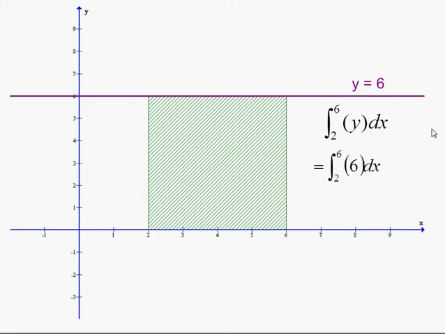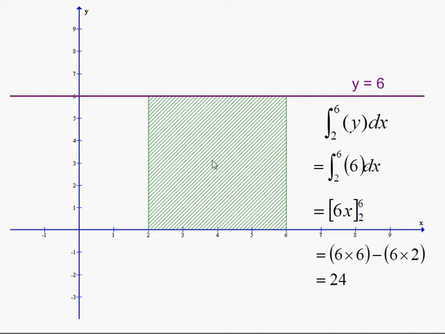Now, y equals 6, so I put that in. We take the antiderivative of 6. That's 6x, of course. Now I've still got 2 and 6, but I've integrated, so I don't have the integral sign anymore. I have square brackets. Now I substitute in 6 and 2. So 6 times 6, your upper limit, minus 6 times 2, your lower limit. It's 24.